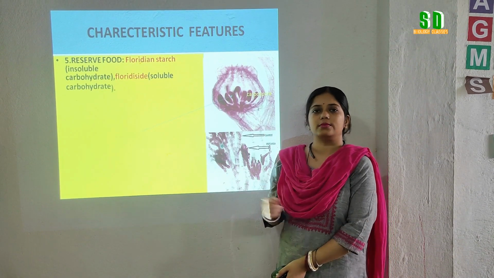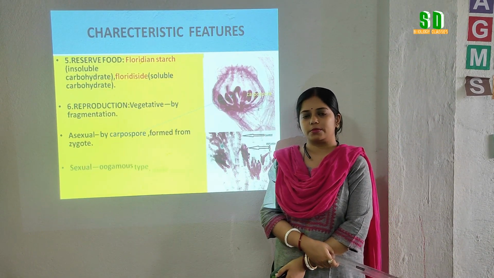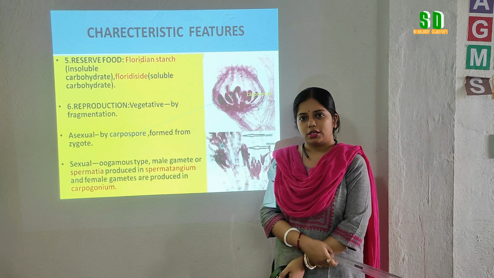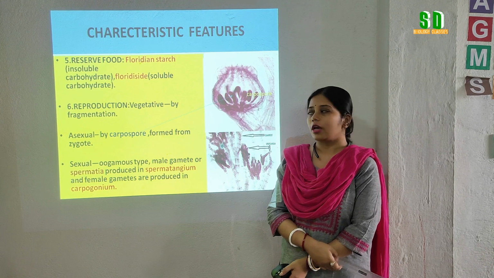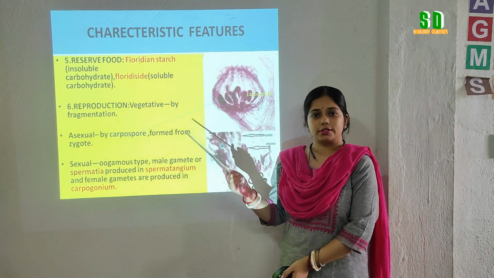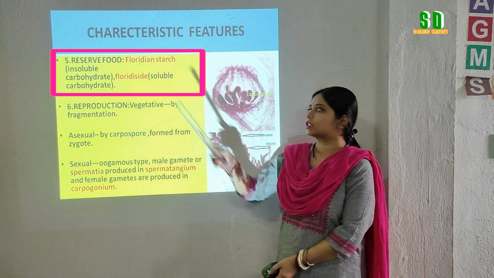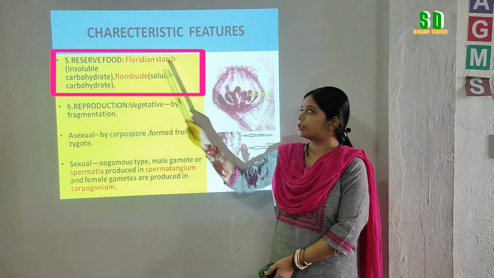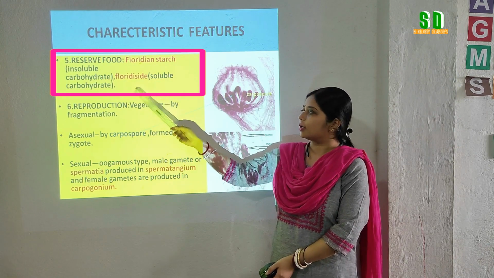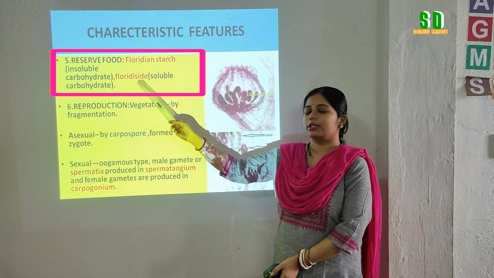Now we will see some more characteristic features of Rhodophyta. As the Rhodophyta members have chlorophyll a and chlorophyll d, they can make their own food, and the stored or reserve food in the rhodophycean members is floridean starch. It is an insoluble carbohydrate. In addition to floridean starch, they also have another type of stored food, the soluble carbohydrate floridoside.